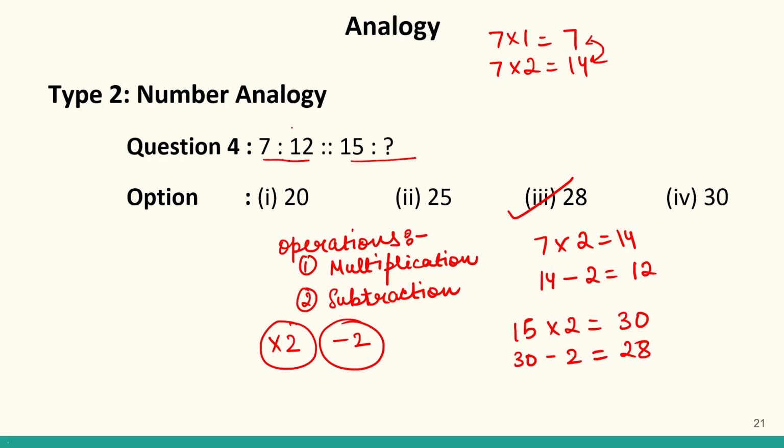So basically, what we have to do is we have to first identify, in number analogy questions, what operations are being used to get this number from this number. It could be multiplication, it could be subtraction, it could be addition, or it could also be division, or it could be two operations also, 2 or 3 operations also. So first you have to understand the logic, and then you have to use the same logic for this question as well.